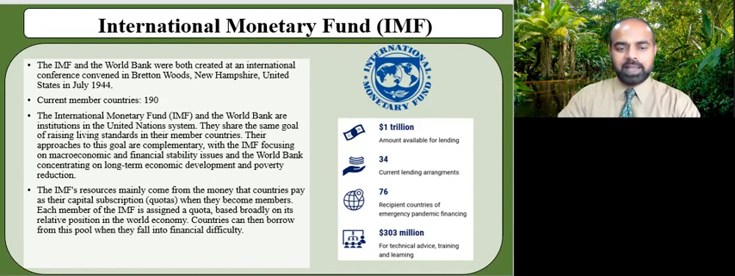The International Monetary Fund and the World Bank are institutions in the United Nations system. They share the same goal of raising living standards in their member countries. Their approaches to this goal are complementary, with the IMF focusing on macroeconomic and financial stability issues, and the World Bank concentrating on long-term economic development and poverty reduction. The IMF and the World Bank collaborate on a routine basis and at many levels to assist member countries, including joint participation in several initiatives. Here you can see the specific statistics as they pertain to the IMF.